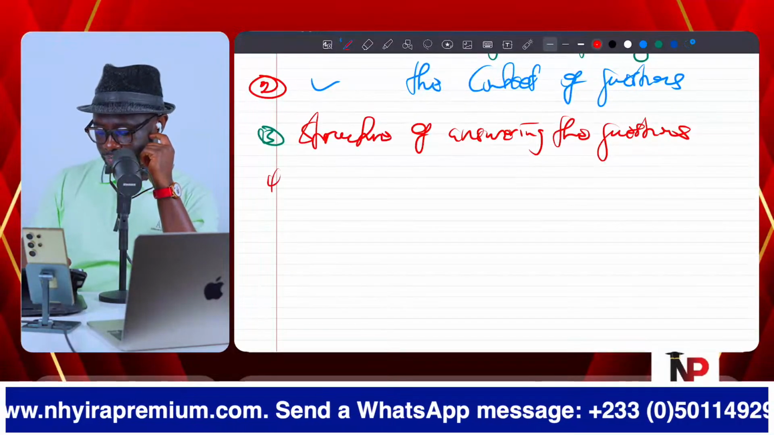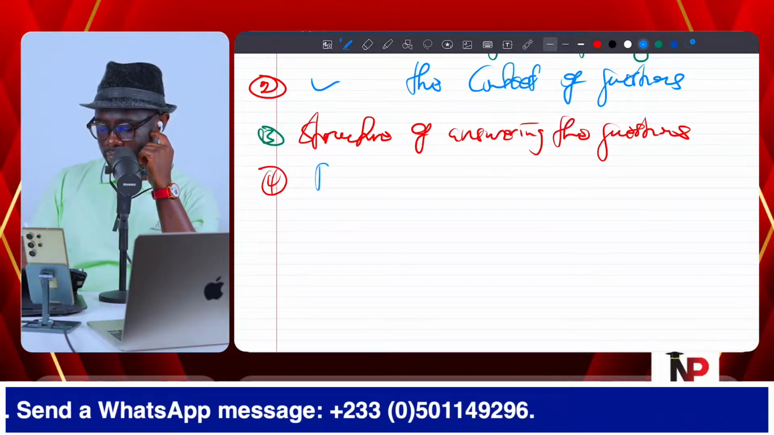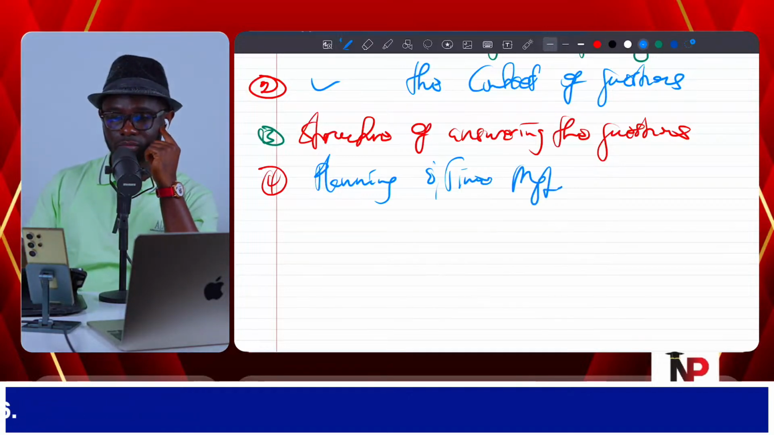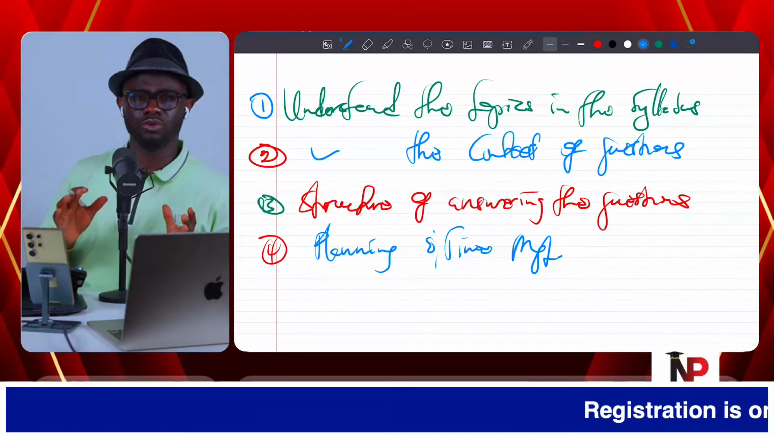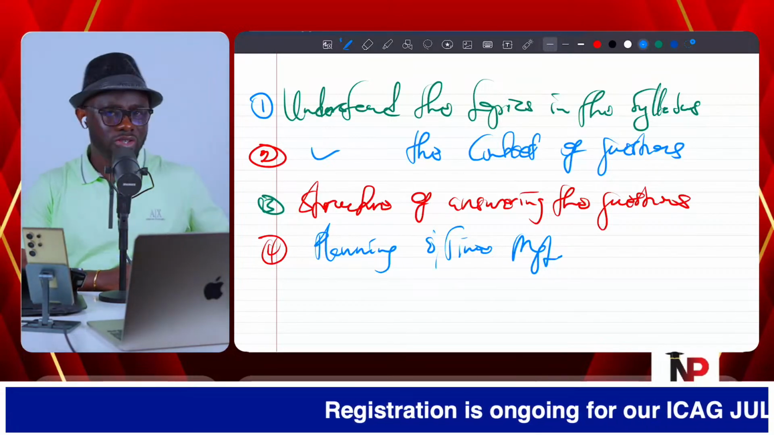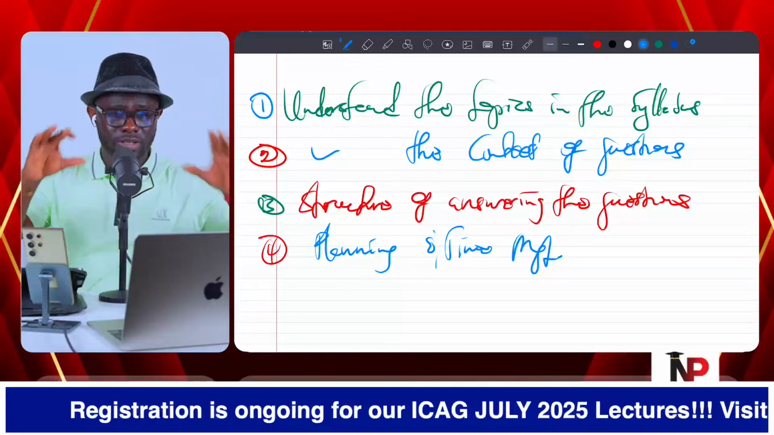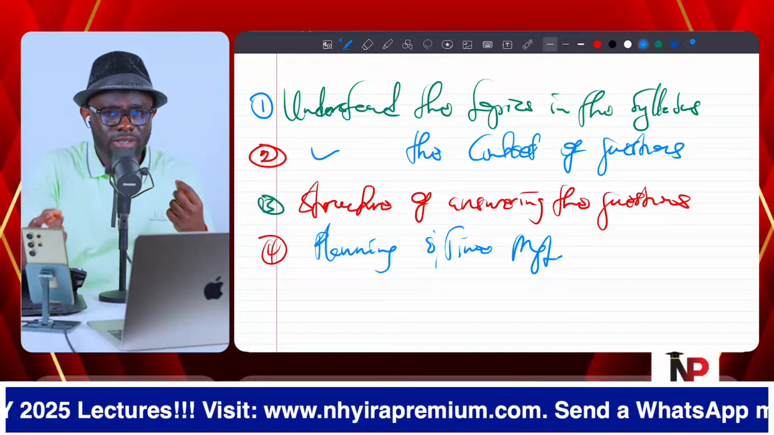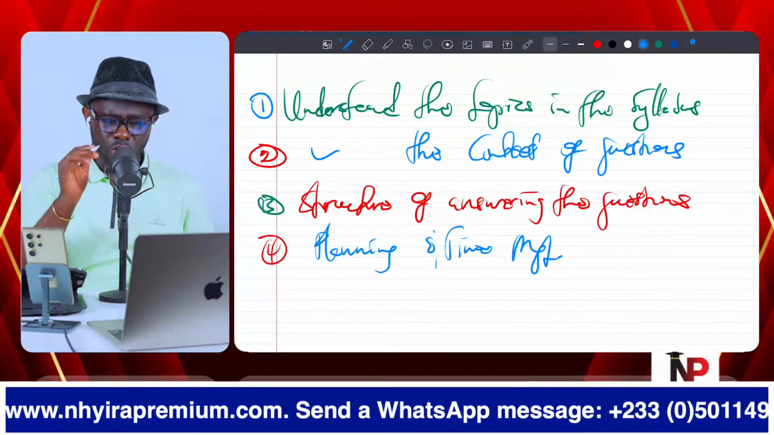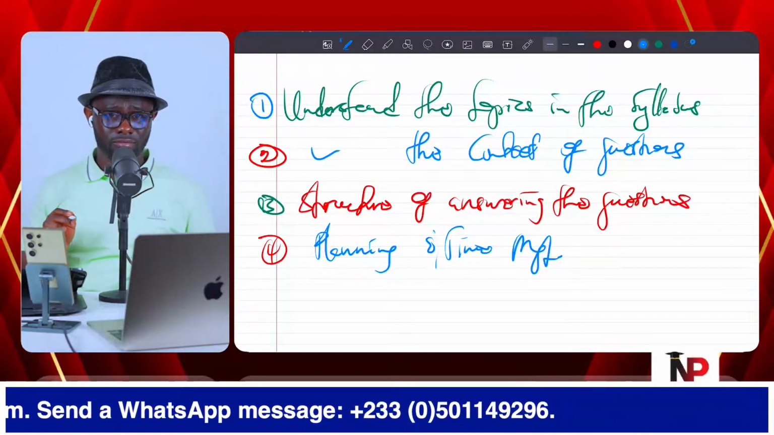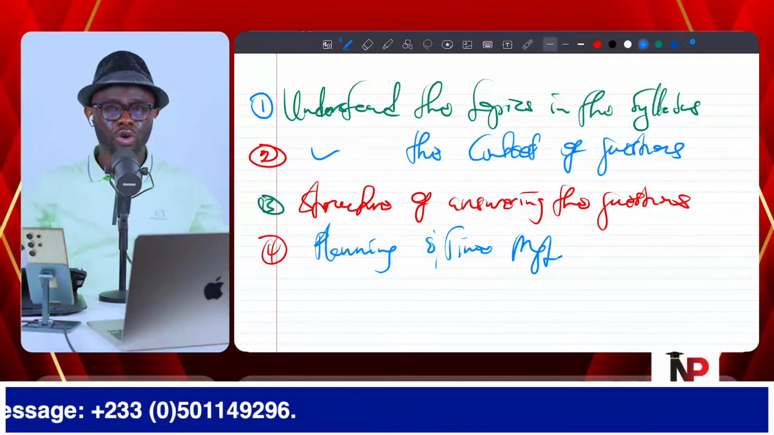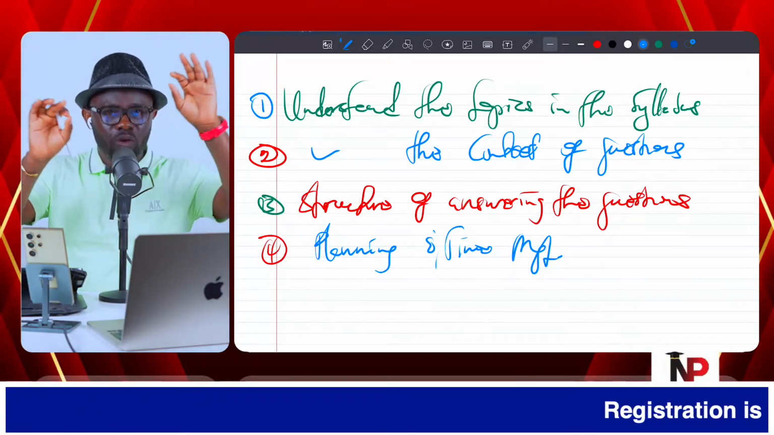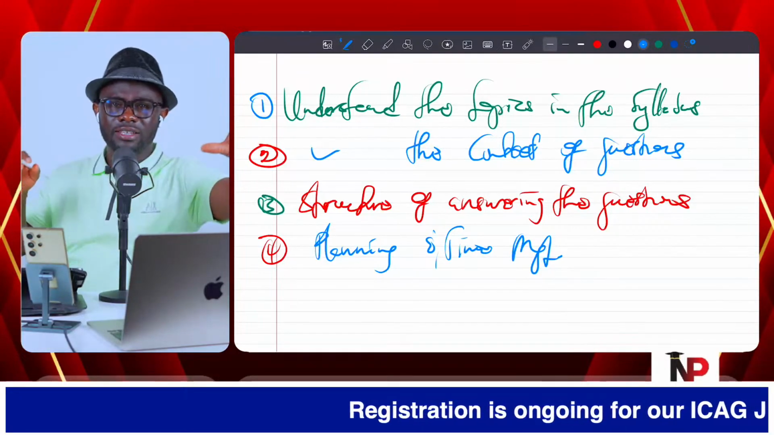Then number 4, it's going to be planning in the exam hall and time management. So in addition to studying consistently, understanding the topics in the syllabus, you must also familiarize yourself with the structure of the questions that the examiner is going to be asking. Then you must also know how to write out your answers. There are some of you, all you do is you don't do anything. You wait when the analysis comes, that is where you are going to be serious. You attend analysis class.